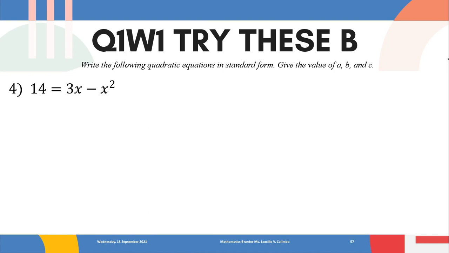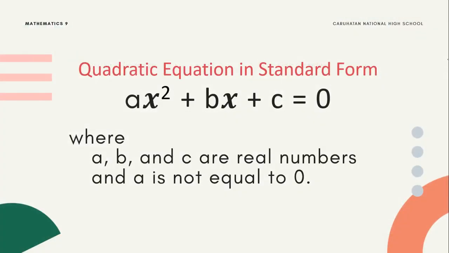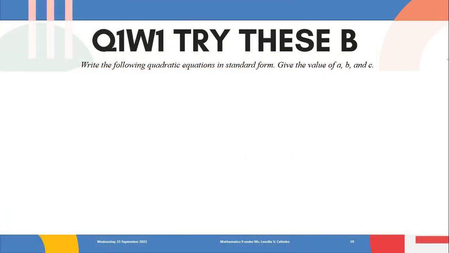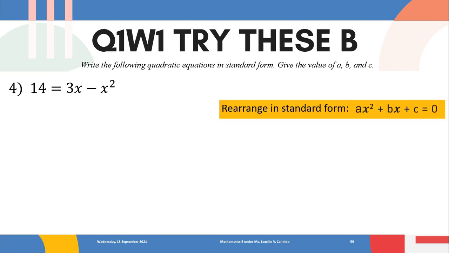Recall that the standard form of a quadratic equation is written in ax squared plus bx plus c equals 0, where a, b, and c are real numbers, and a is not equal to 0. So for this item, kailangan nating ilagay si negative x squared sa leading coefficient, sumunod si 3x, and then the constant term 14. At sa right-hand side of the equation, it should be 0, as in this form.